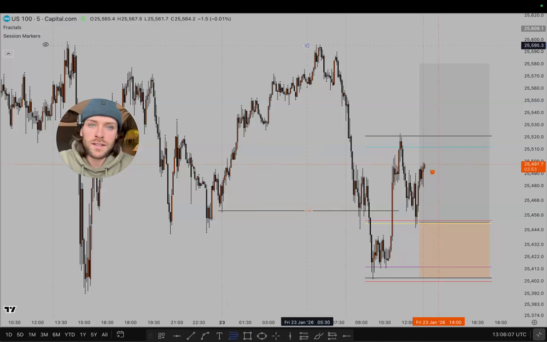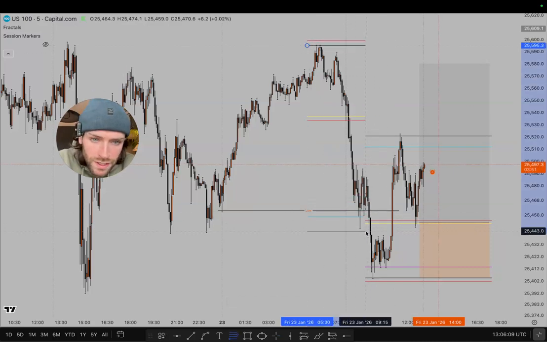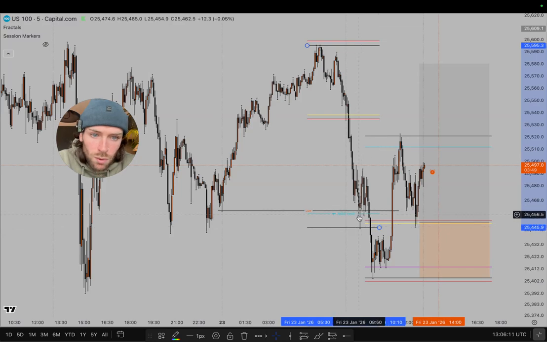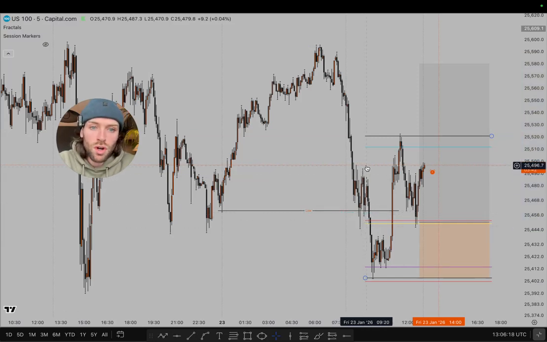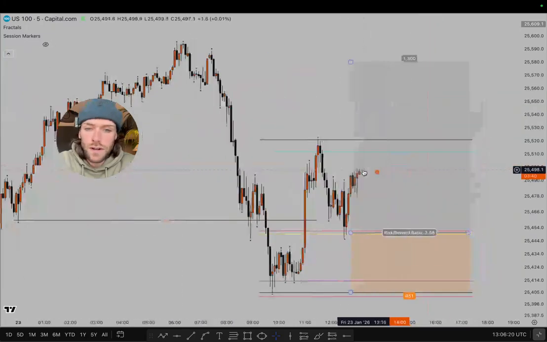What do we do then? Highest to lowest point since the fake out candle, which was here. And we're waiting for price to touch it. Dink. Touch it here. Fake out. Check. Now we're waiting for a break of structure over a 5-minute fractal.